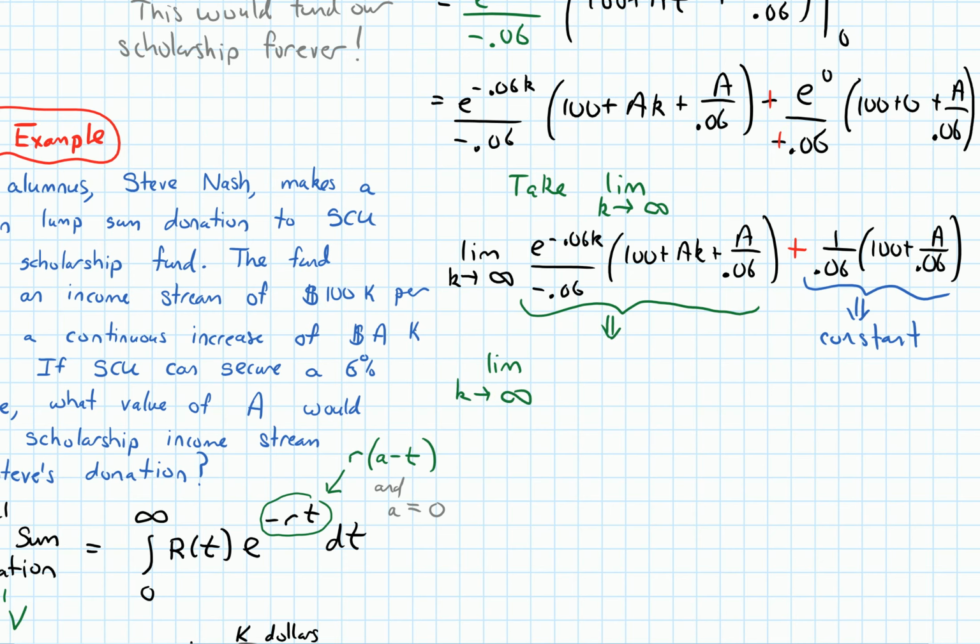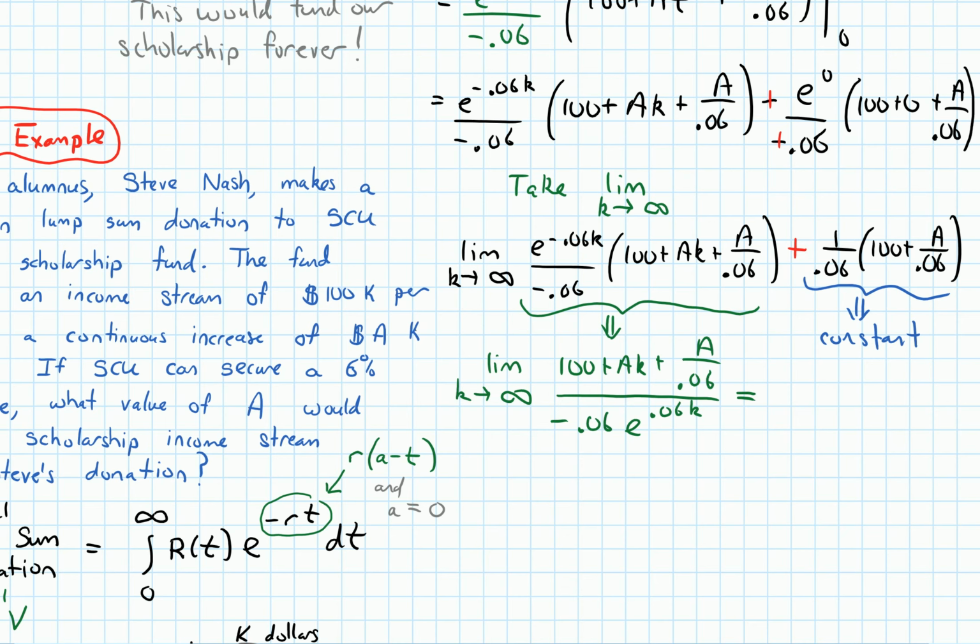One thing I could do to simplify this is move this e to the negative exponent term to the bottom. So that's going to give me 100 plus ak plus a over 0.06 on the top. And on the bottom, I'll get negative 0.06 times e to the 0.06k. And now from here, I'm going to plug in.